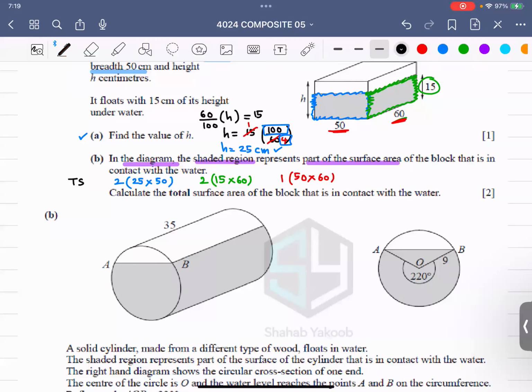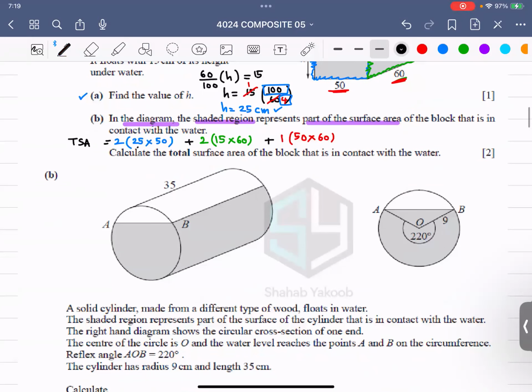So this total surface area is the sum of all these: this plus this plus this. Let's multiply 2 into 25. That's 50. 50 into 50 is 2500. And 2 into 15 is 30. 30 into 60 is 1800. And 50 into 60 is 3000. And when we add it all up using a calculator, we get this answer.